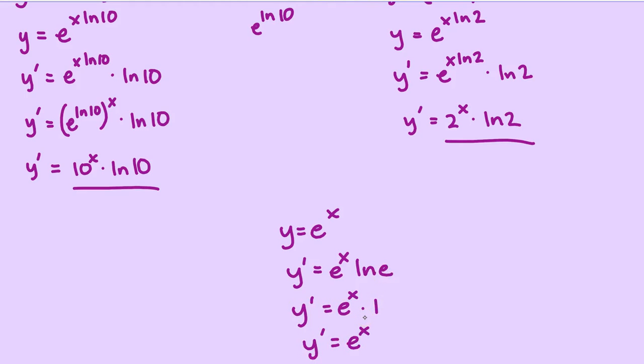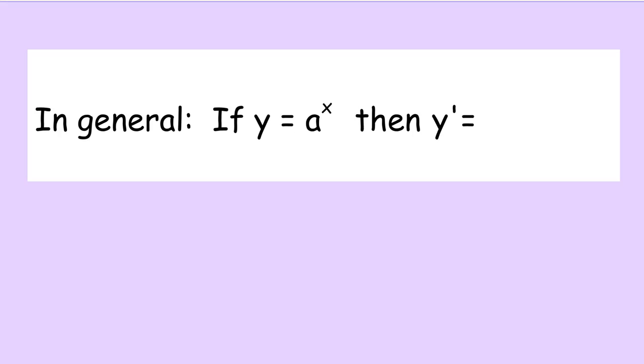Okay, so let's see if on the next slide I have that written out. There we go. Okay, in general, if y equals a to the x, a has to be the kind of base that's acceptable for an exponential function. So a has to be greater than 0, a is not equal to 1. Then the derivative is a to the x times the natural log of a. So that's another one to memorize.